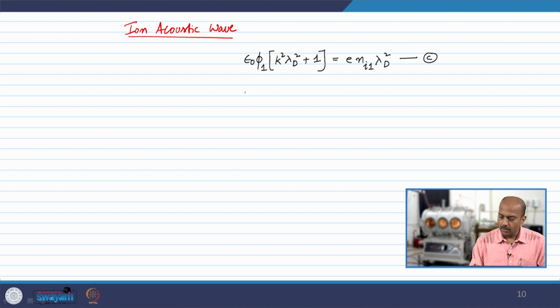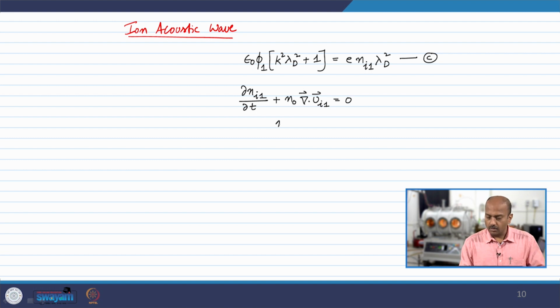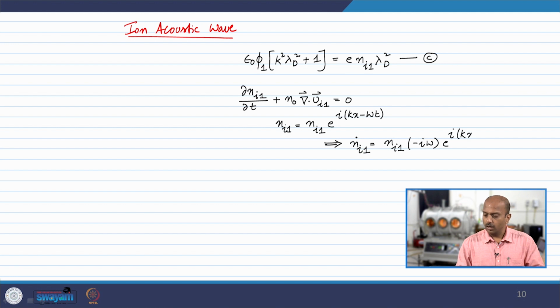So, we have dou n i 1 by dou t plus n naught del dot u i 1 is equal to 0. Substituting for n i 1 is equal to n i 1 e to the power of i (kx minus omega t), which implies n i 1 dot is equal to n i 1 times minus i omega e to the power of i (kx minus omega t). Let us call this equation number D.